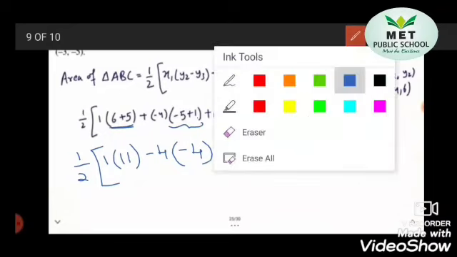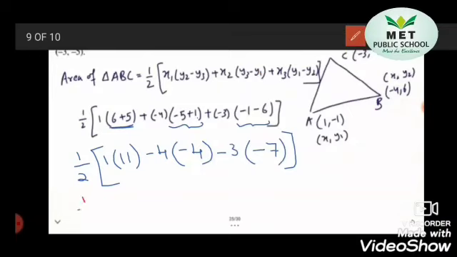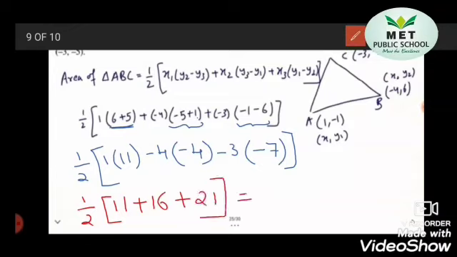Now let us do the solution of this problem. Half is kept as it is. 1 into 11 is 11. 4 fours are 16. Minus minus is plus, so you have plus 16 here. 3 sevens are 21. Minus minus is plus, so it is plus 21. So the next step is half. Let us add all the terms inside. 11 plus 16 is 27. 27 plus 21 is 48. So now we have 48 divided by 2.